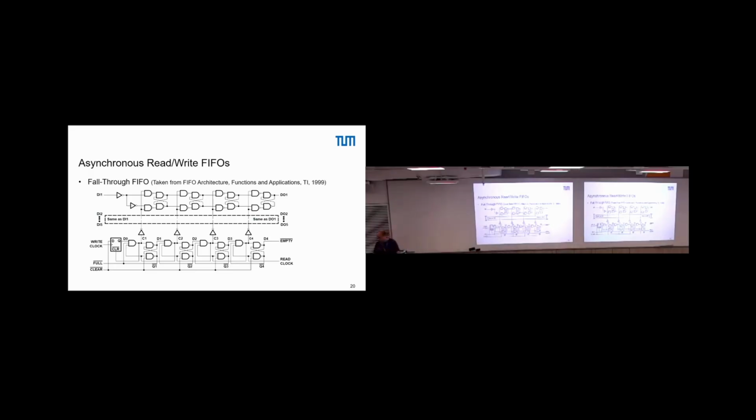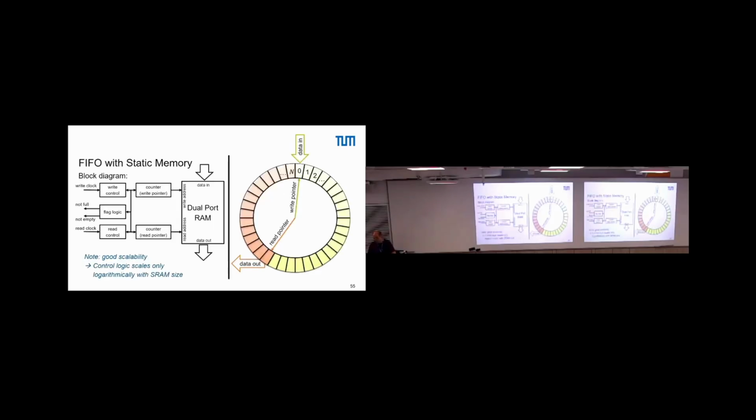Good. So what do we do instead? So we use this static memory flip-flop, which is on the right-hand side just the process visualized. We interpret a dual port RAM as a ring, and on this ring we put a pointer like for a watch.